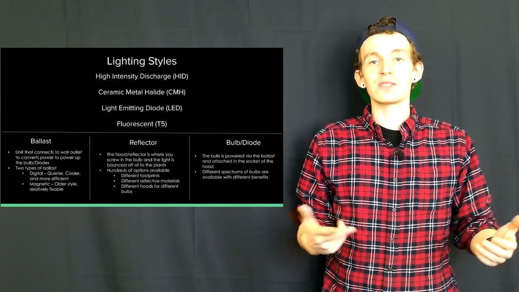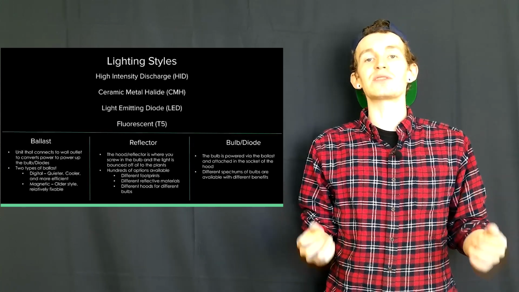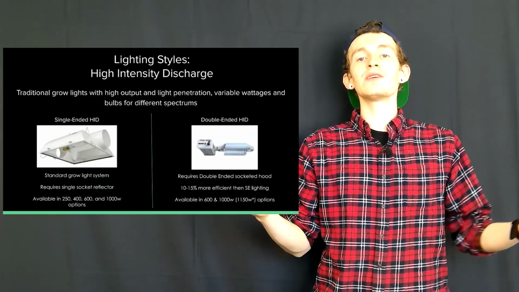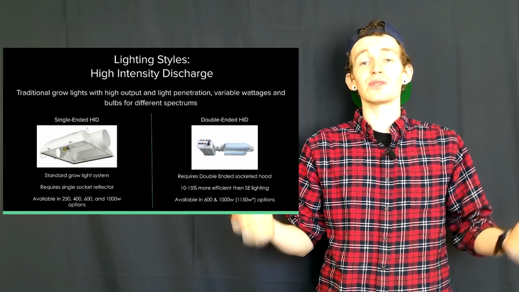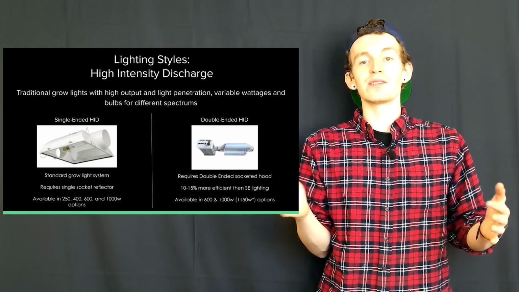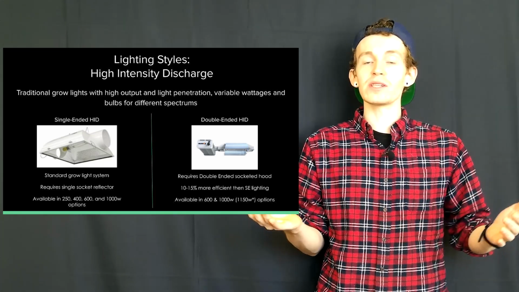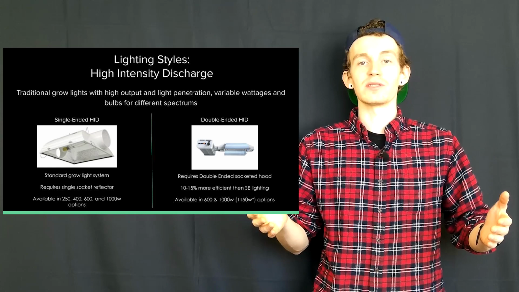So, now that we've covered the basics of these lighting fixtures, let's go ahead and dive right into our next portion of this, the actual specifics of each of these lighting styles. Let's get into a little bit more specifics, and first and foremost, let's talk about high intensity discharge or HID lighting. HID lighting is typically what's thought of as traditional grow lights. This is because it's been around for the longest.